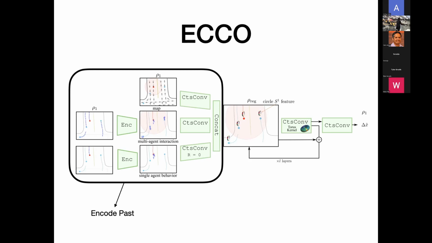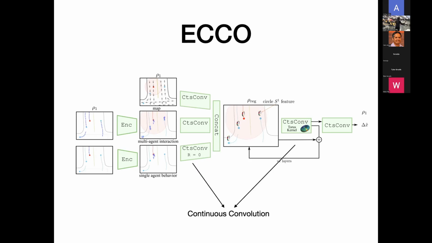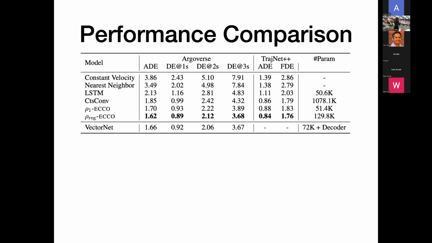So this part of the model is called the past trajectories. Both of the components, in the past and the future, use our continuous convolution neural networks. So okay, here are some prediction performances on real-world data.